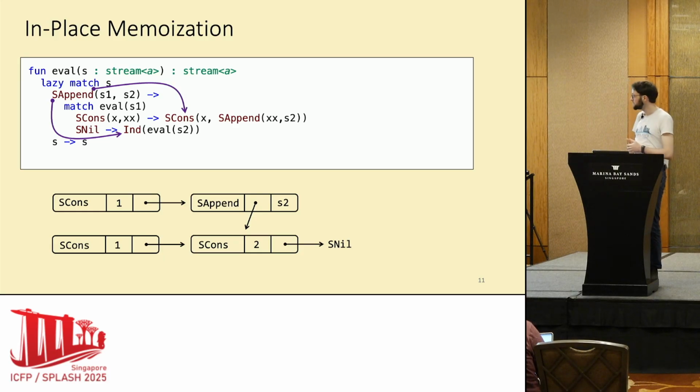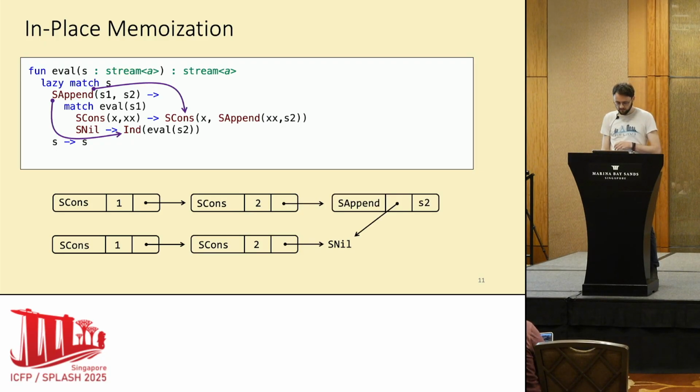If we continue doing this, again we end up in the first branch. So we rewrite this sappend into another scons of 2, and we create a new sappend allocation, which in this case maps to null. And then finally, we are in the second branch of this definition, which means that we'll rewrite the sappend of null to an indirection node, and we'll keep evaluating S2. So what we are doing in this example is always creating new allocations for the thunks, and then using that memory in place to store the evaluated results.